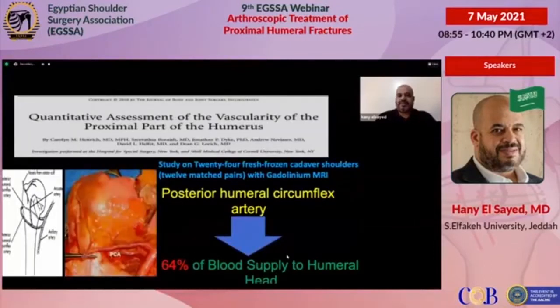This is a very nice study about the blood supply of the proximal humerus. It's about 24 cadaveric frozen shoulders, and you will find that 64% of the blood supply of the proximal humerus comes from the posterior circumflex humeral artery.